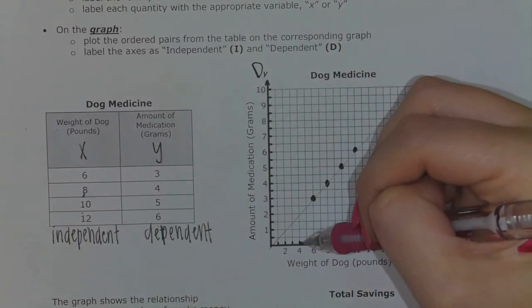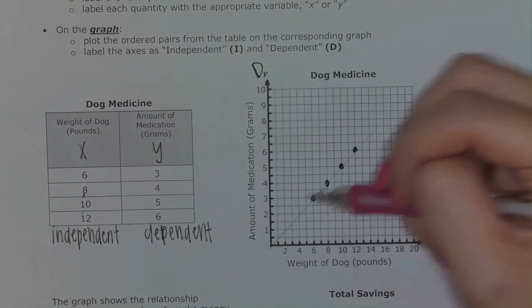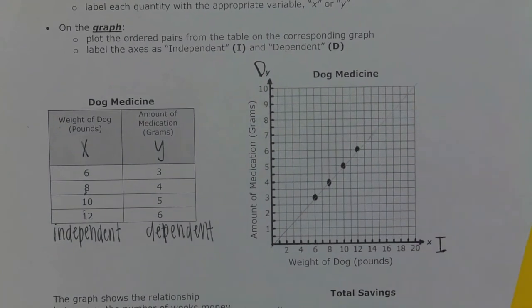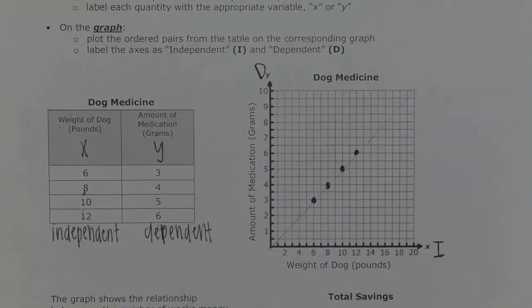There we go. So again, this kind of gives me a good idea. If my dog weighs 4 pounds, it's going to get about 2 grams of medication. If my dog weighs 14 pounds, it's going to get about 7 grams of medication. So it can help us predict other data points from that table.